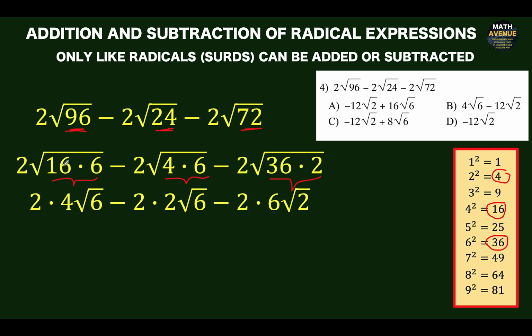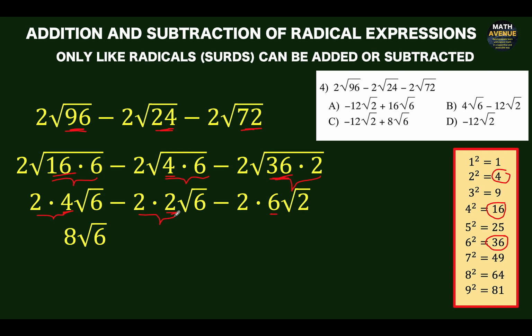So, yung square root of 16 is 4. So, ito, naging 4. Square root of 4 is 2. And square root of 36 is 6. All the rest are copied. Then, multiply now. 2 times 4 is equal to 8. Copy square root of 6.